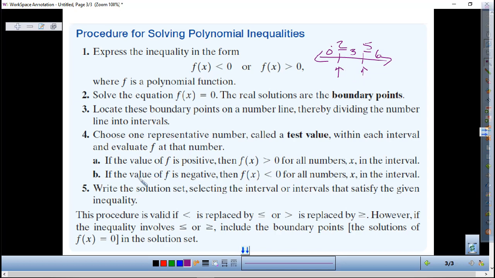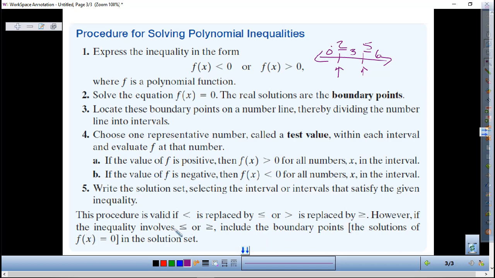All right, and the same thing, if the value of f for our test value is negative, then all the values in that interval are going to be negative as well. All right, so then you want to write a solution set selecting the interval or intervals that satisfy the given inequality. So this procedure is also valid if less than is replaced by less than or equal to, or greater than is replaced by greater than or equal to.